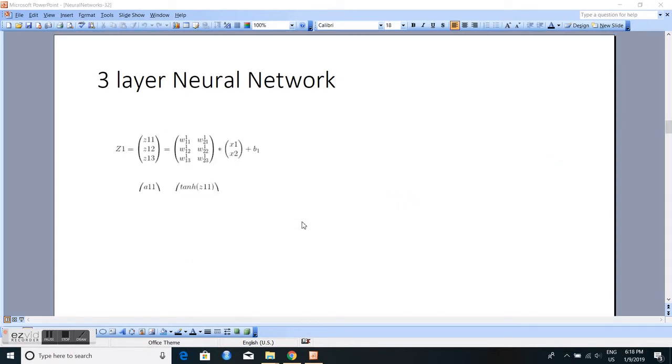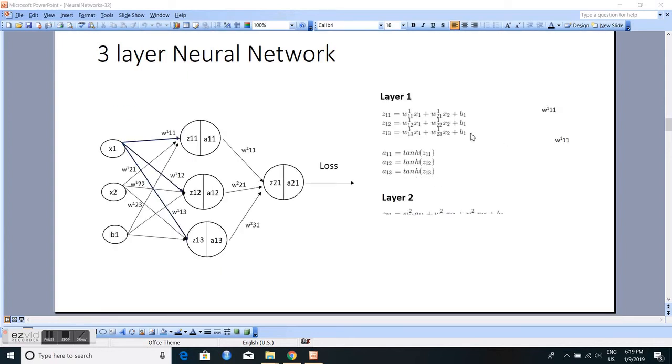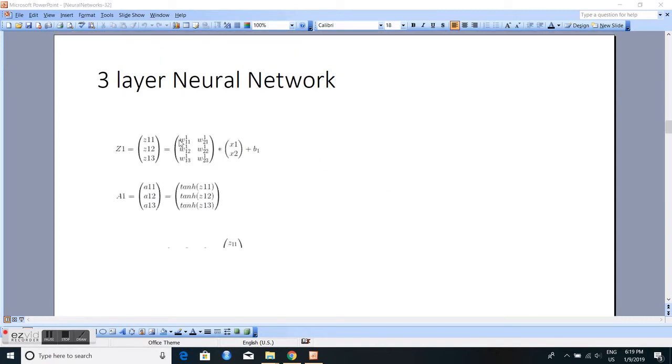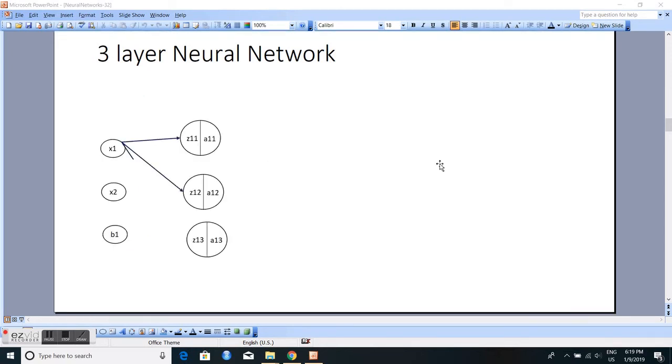Now we can simplify this using the matrix notation. We can simply say the Z1 vector, Z1, is a vector of Z11, Z12 and Z13. Since this is just a matrix multiplication, we can rewrite this equation as W11, W12, W13, W21 superscript 1, W22 superscript 1, W23 superscript 1 into X1 and X2. So if you see, you'll be multiplying W11 superscript 1 into X1, W21 superscript 1 into X2. Like that, you will get exactly these same three equations.